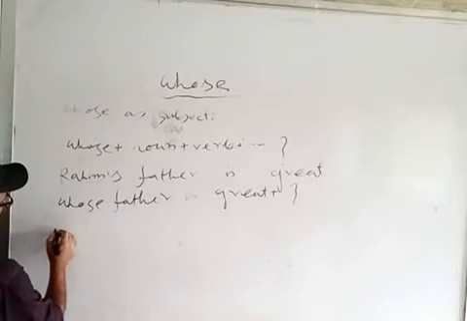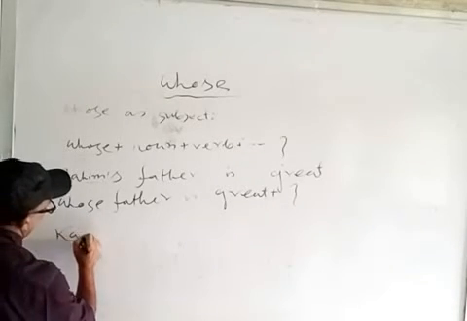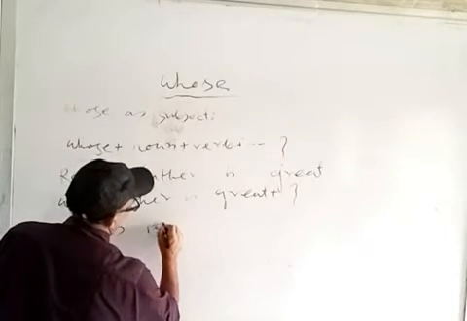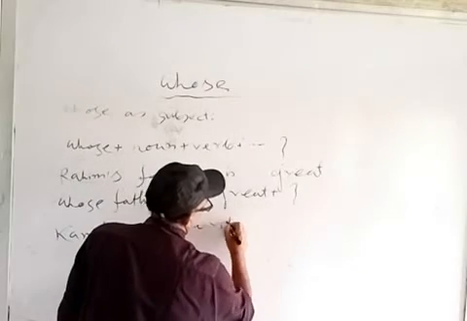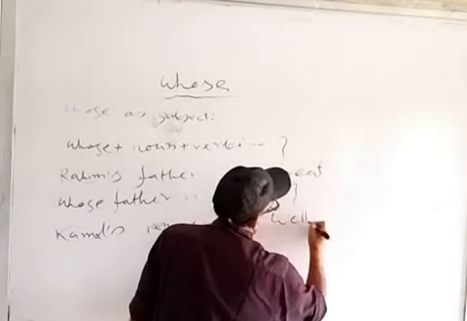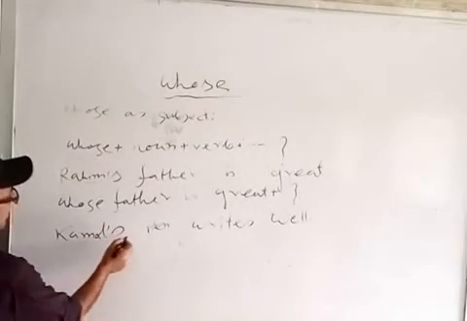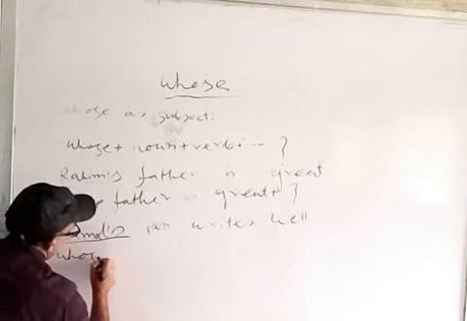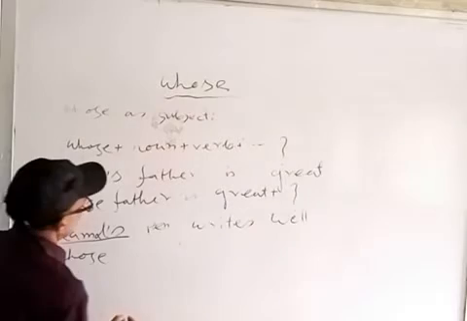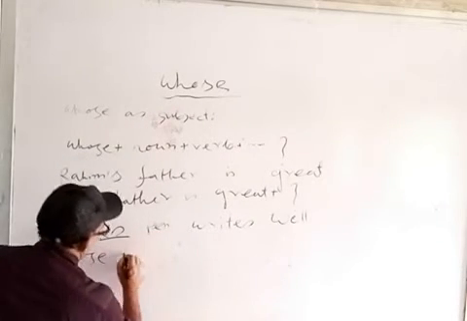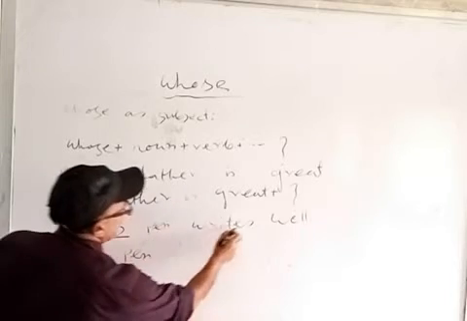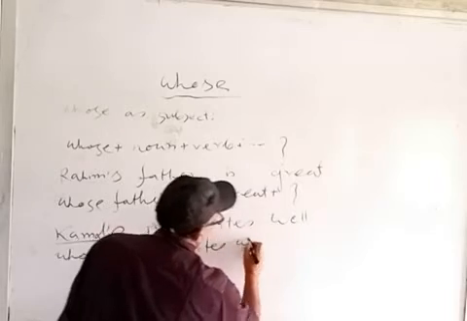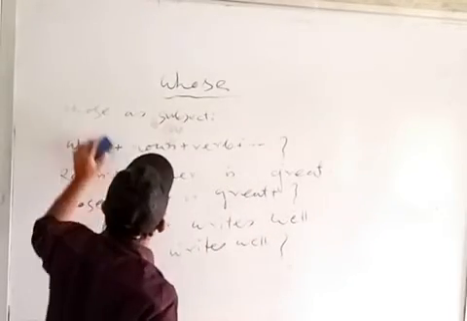Another example, Kamal's pen writes well. Okay, here Kamal's is possessive. So in lieu of this, whose. And then we find the noun pen. Then from the verb you have to write everything: writes well. And note of interrogation.